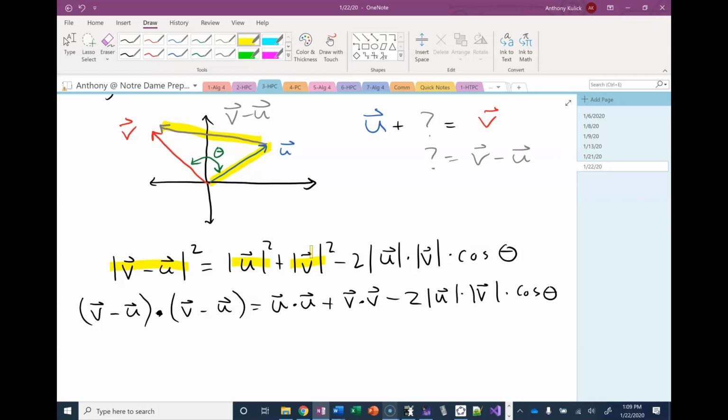Okay. Because we have a distributive property for vectors, what can I do with this? Because the dot product distributes, what can I do with that? Foil it. Good. So that's v dot v minus u dot v minus u dot v plus u dot u.